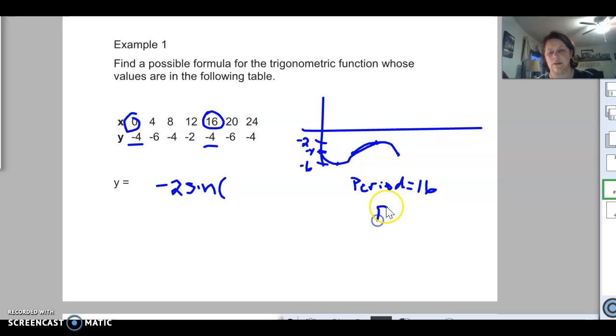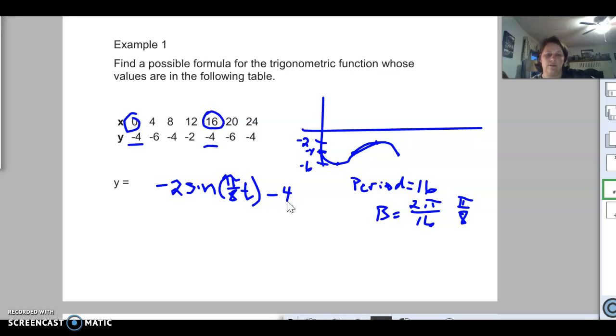So that means that our b value is equal to 2 pi over 16 or pi over 8. So we have pi over 8. And we'll just use t as our variable. And it looks like we moved down 4. So midline was at -4. And that is our equation. So that's how we would do it if we're looking at that graph. But I do want you guys to be able to do this without looking at your graph.